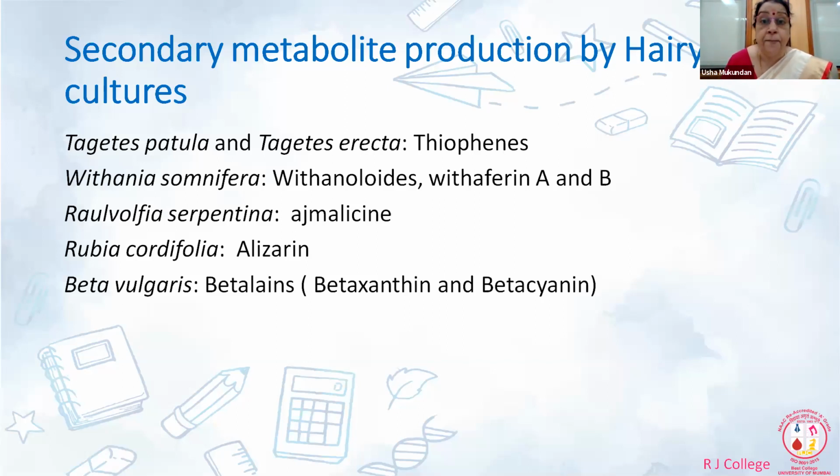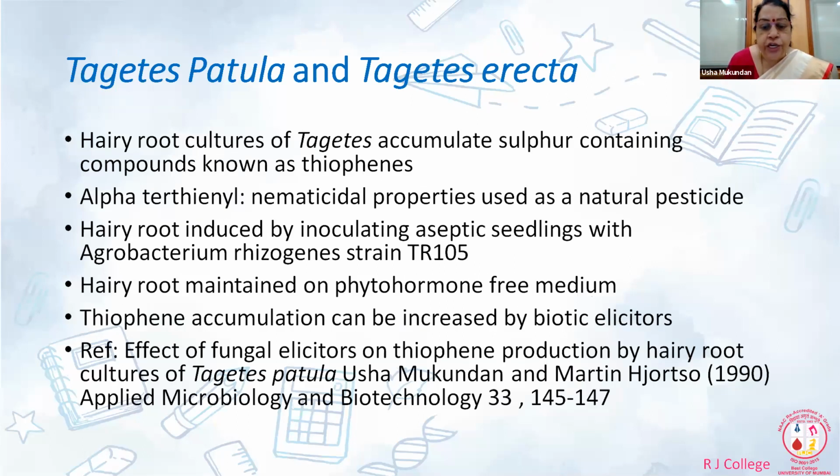Rubia cordifolia, manjishta. Again, very popular, used in many skin diseases. And what we have studied is alizarin. And finally, my all-time favorite, the beautiful colorant betalains present in Beta vulgaris roots. Now, if you have any question in between, please put it in the chat box. Then I would get back to you.